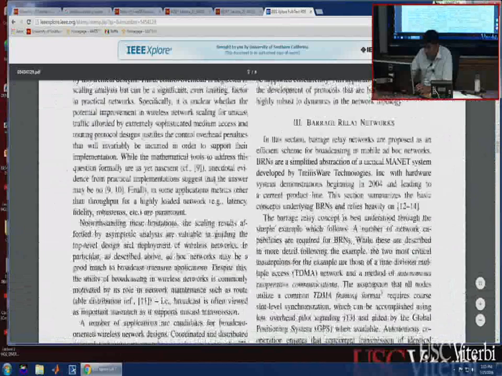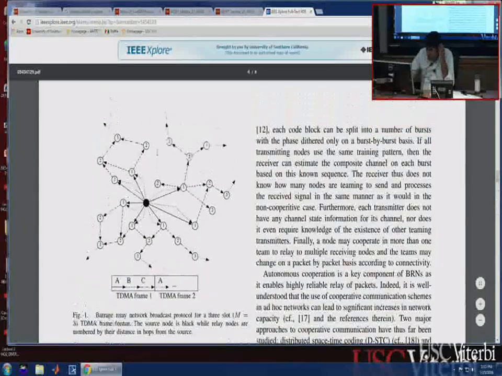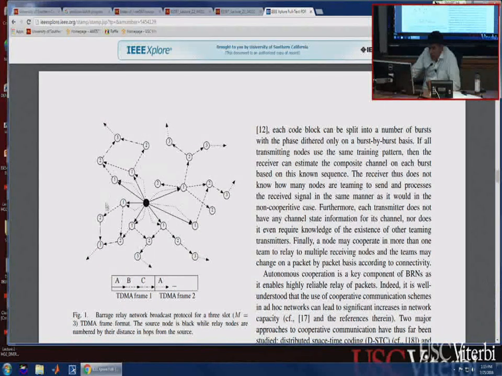So, let me show you some images from here. So here's their description of what barrage relay network broadcast looks like. The first broadcast reaches a set of nodes. All of those nodes that are labeled 1 will cooperatively transmit, and that might reach the set of nodes that are labeled 2 here, and then all of the nodes that are labeled 2 will transmit, and that will reach all the nodes that are labeled 3 here, right?